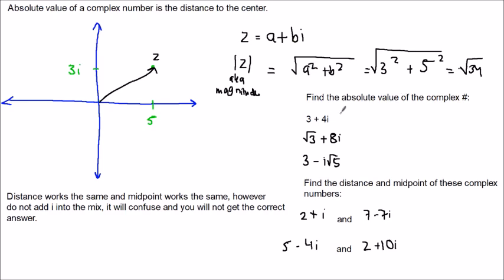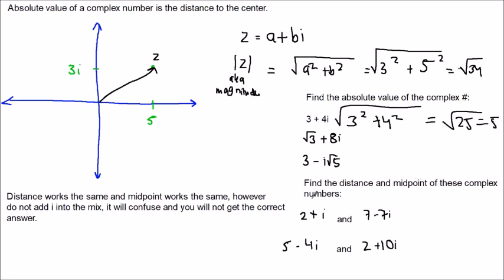So the absolute value of the complex number 3 plus 4i is the square root of 3 squared plus 4 squared, which is equal to the square root of 25, which is equal to 5. That's it. I'll let you do these two.